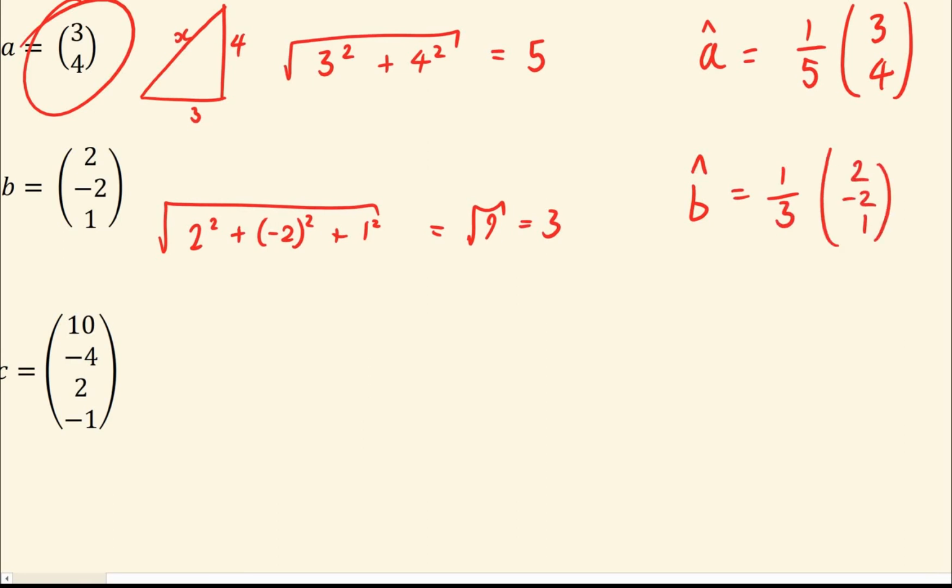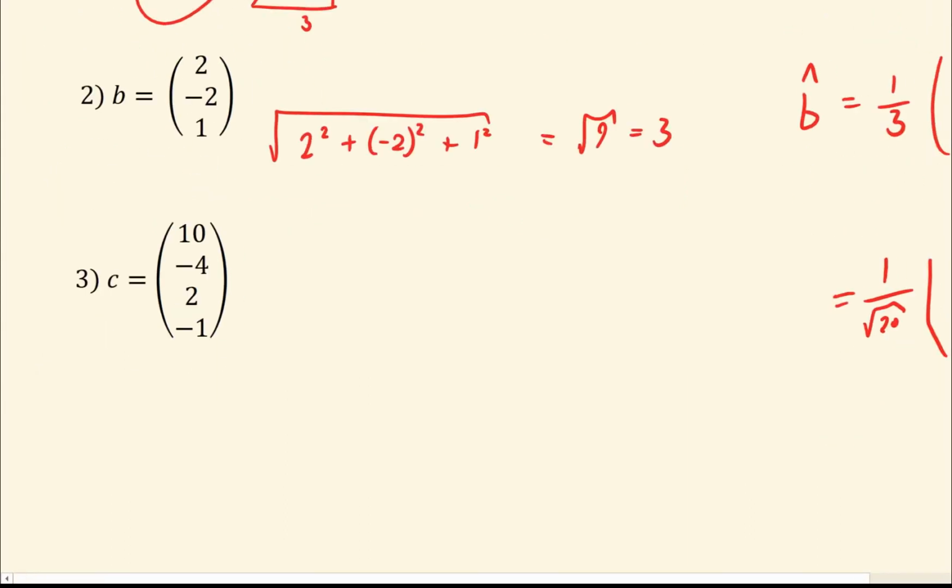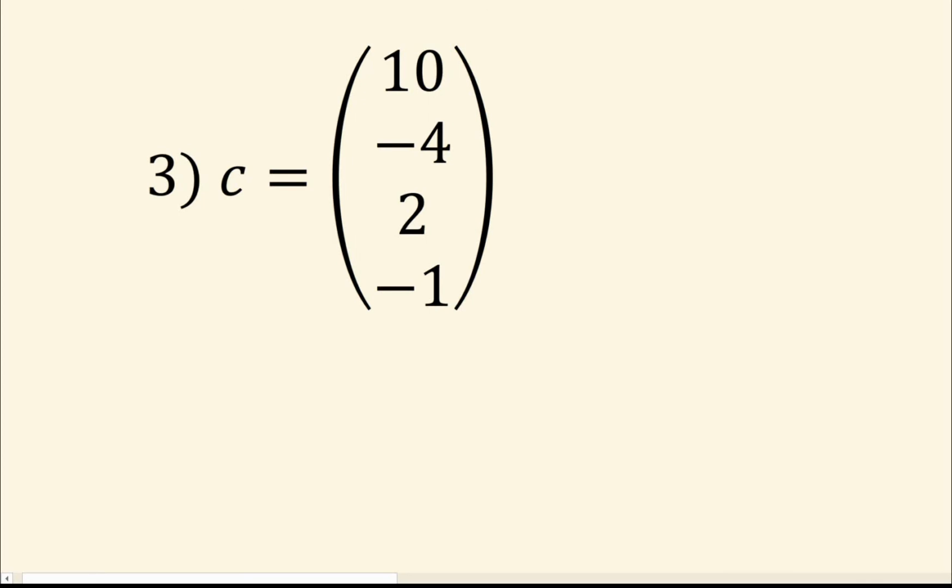And again, typically these would end up being square root numbers. I've just picked a few examples so they have whole number square roots. But typically it's something like 1 over the square root of 20, and then your vector goes down here. And the idea keeps on working however big your vector gets. It will be the exact same idea. You would do 10 squared plus (minus 4) squared plus 2 squared plus (minus 1) squared, add them all together and root them all.